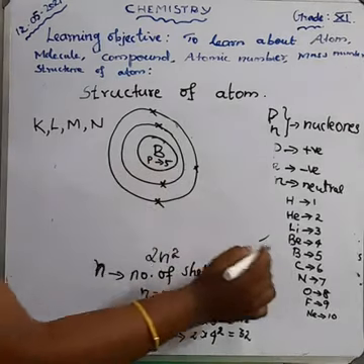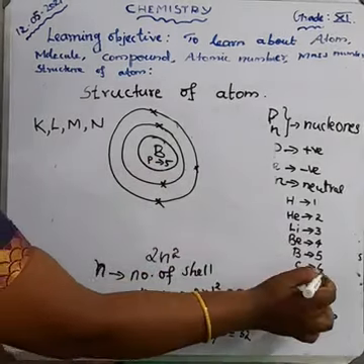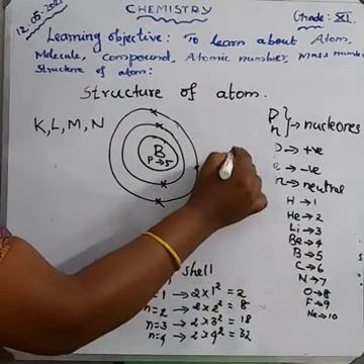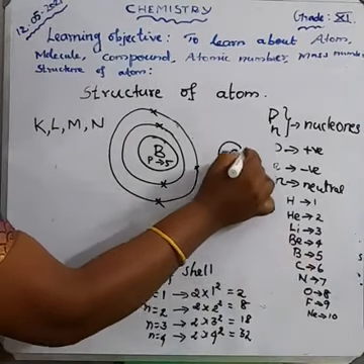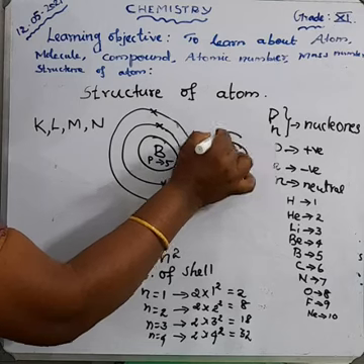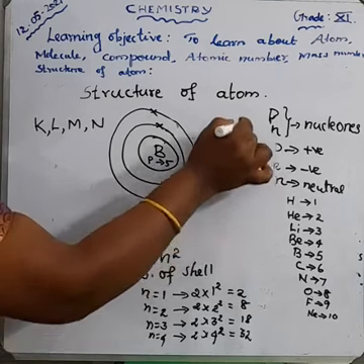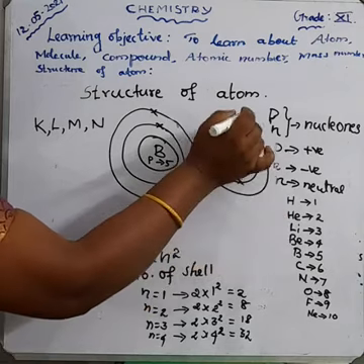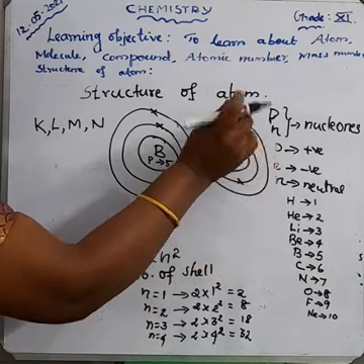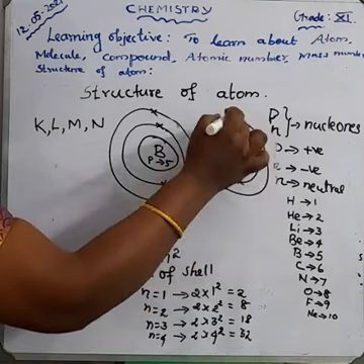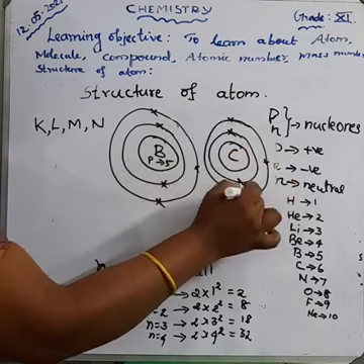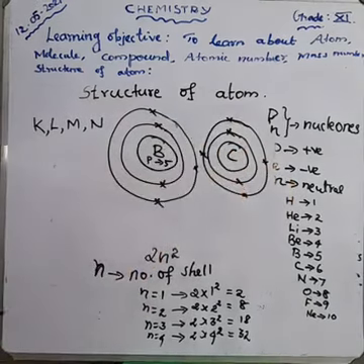And then carbon, atomic number 6. So the carbon nucleus has 6 protons, and how many electrons? 6 electrons. First orbit 2 electrons and the second orbit 4: 1, 2, 3, 4 electrons.